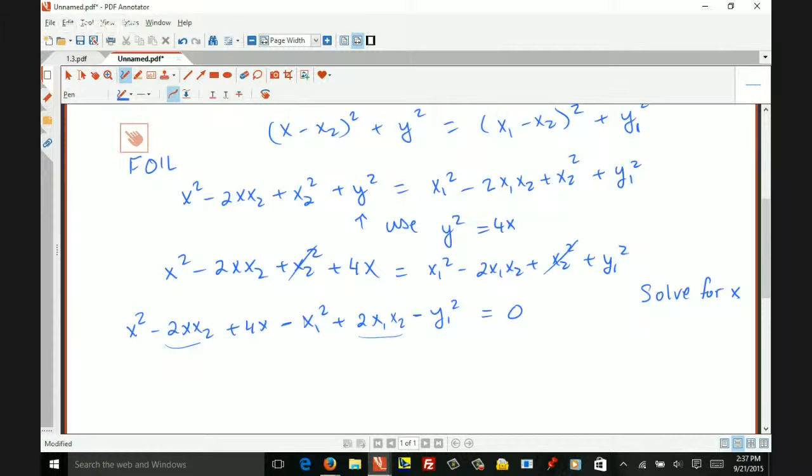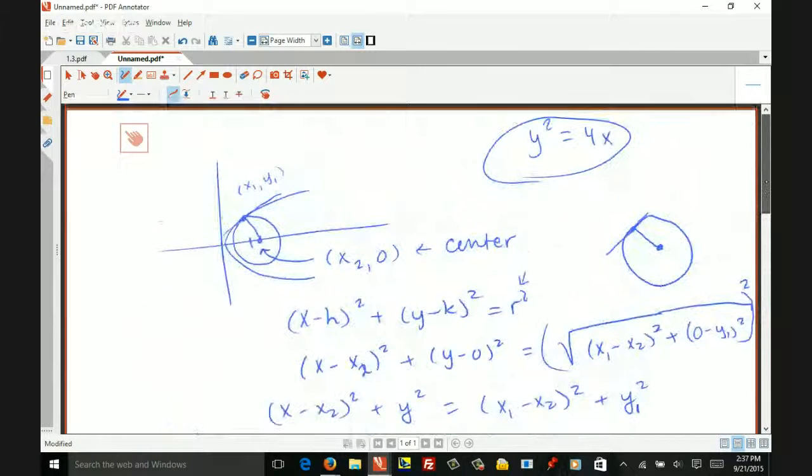I'm missing something, guys. Oh, it's supposed to be 16x squared. They give us a point in the book. We have gone as far as we can without knowing what x1 and y1 are going to be. The point they give us in the book is 1, 2. Oh, that helps a lot.